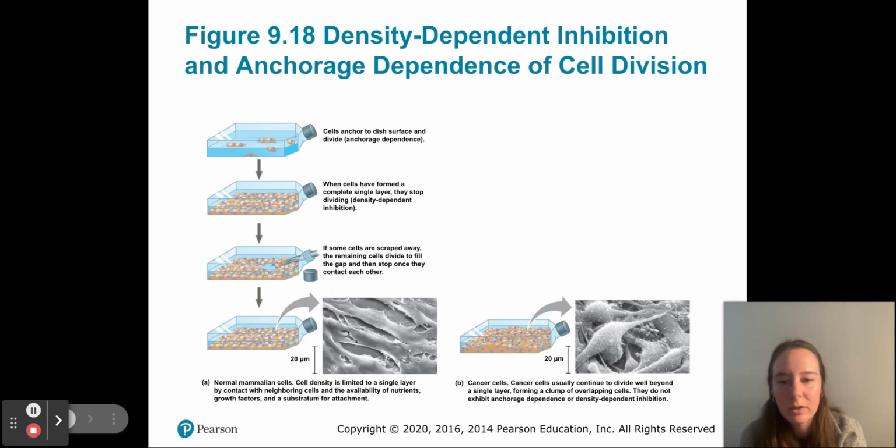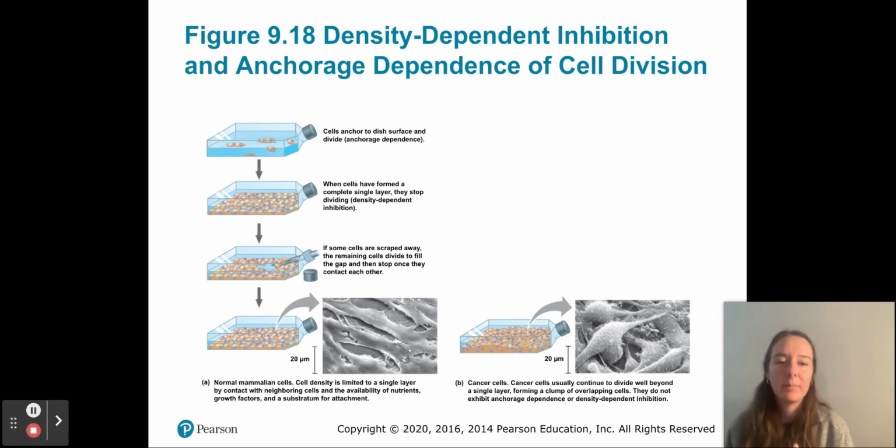Now, this is just with normal cells. So these are cells of a mammal. So the cell's density is limited to a single layer because they're contacting each other, and they all have enough nutrients and they're able to survive. But in different cells, cancer cells, they tried this again, and they found that the cancer cells actually continue to divide beyond the single layer, and they form a clump of overlapping cells. So they don't exhibit anchorage dependence.